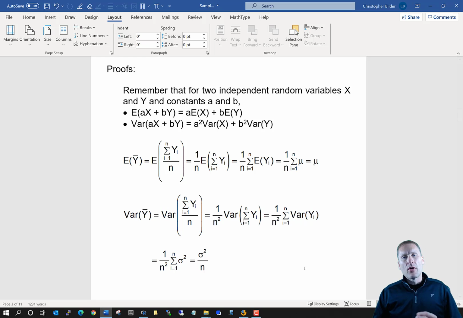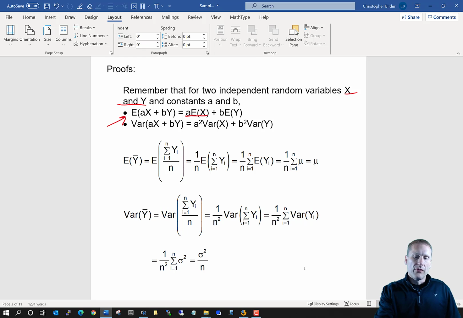What these proofs rely on is what we've discussed in the past. If you remember, we looked at situations where we had two independent random variables, x and y, and constants a and b. What we proved was that the expected value of a times x plus b times y, I can bring that expectation through the sum and factor out those constants. In other words, this is equal to a times expected value of x plus b times expected value of y.